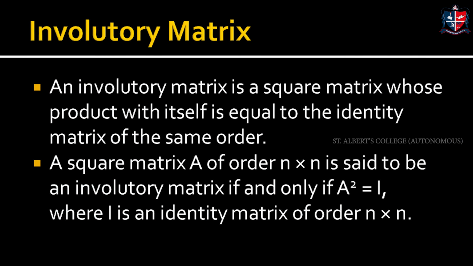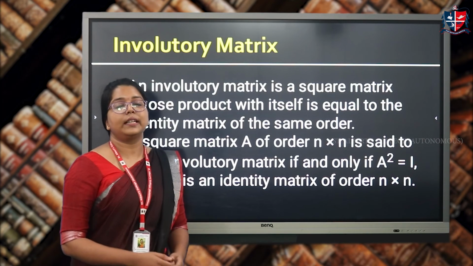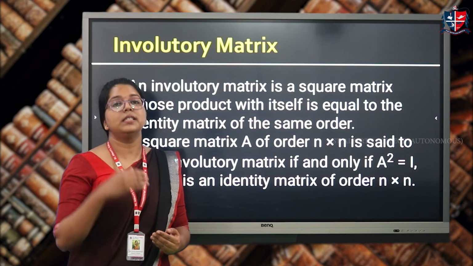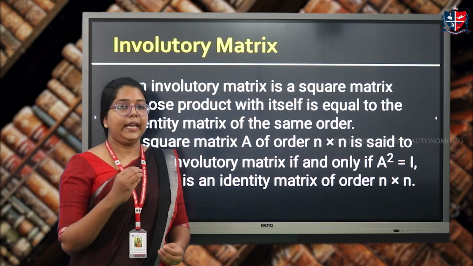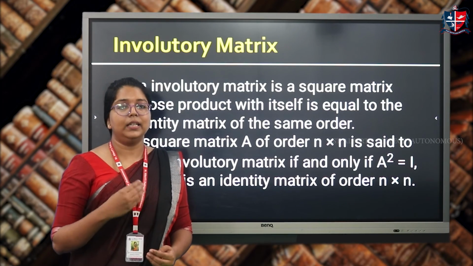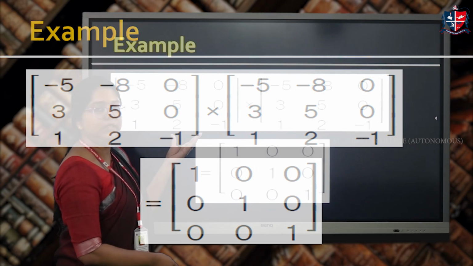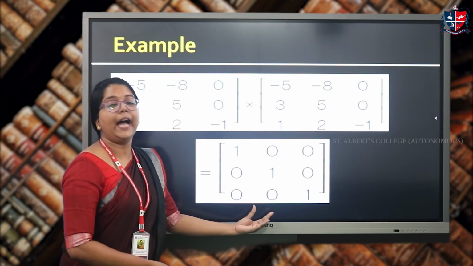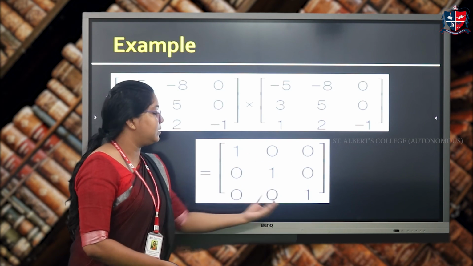The next type of matrix that I am discussing is the involutory matrix. An involutory matrix is again a square matrix, and upon multiplying it by itself, that is, squaring the matrix, we get the identity matrix. That is, A square is equal to I. You can see this is the matrix I have taken, a square matrix of order 3. Upon multiplying it with itself, I get the identity matrix of order 3: 1, 0, 0, 0, 1, 0 and 0, 0, 1.